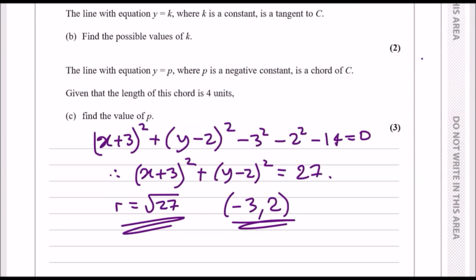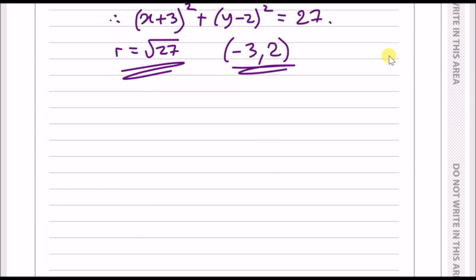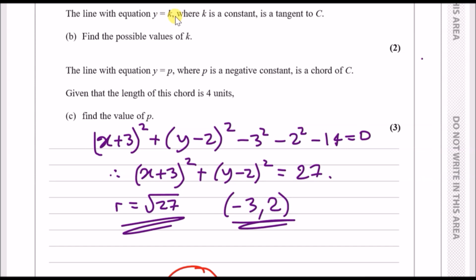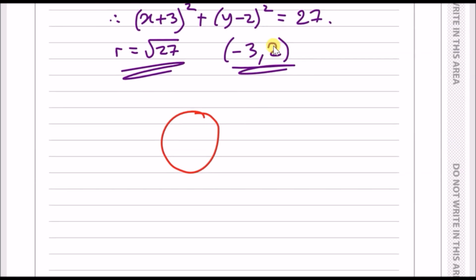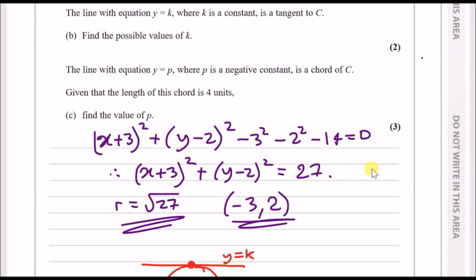Okay, for part B, it says that the line with equation y = k, where k is a constant, is a tangent to C. So what this means is that you have a circle, and a tangent is just a straight line that cuts at exactly one point. Now, because we know y equals a constant, it's going to be a horizontal line, because k could be any positive or negative number. So these are the two possible places it could hit, either down here or up here. So this could be y = k, or this could be y = k. So they want us to find the possible values of k.